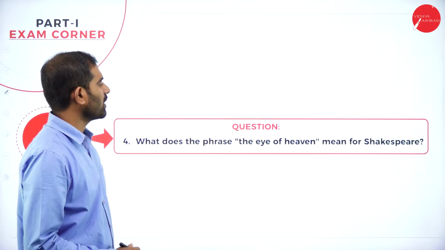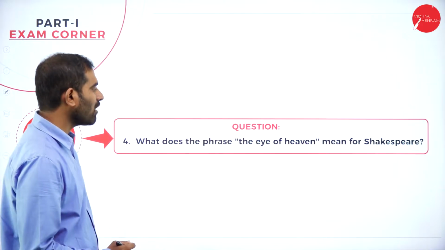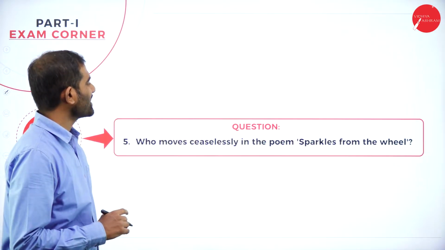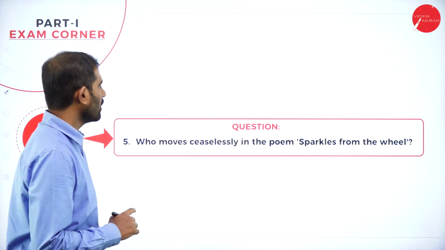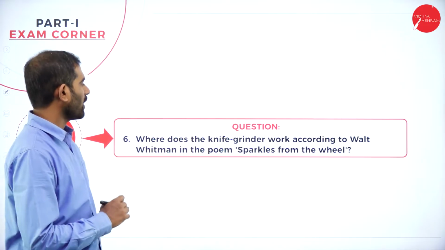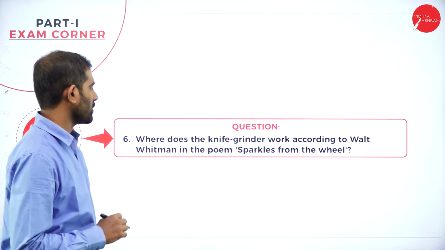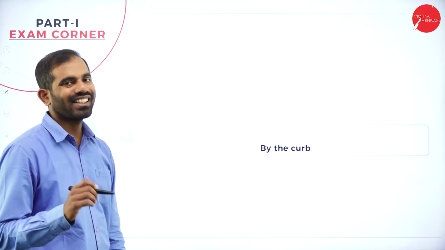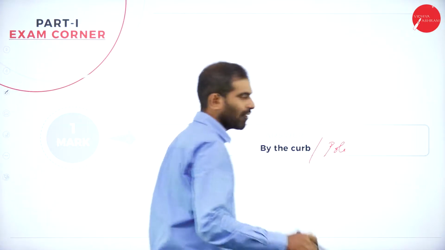What does the phrase, the eye of heaven, mean for Shakespeare? The eye of heaven means the sun. Who moves ceaselessly in the poem sparkles from the wheel? It is the crowd or people of the city. Sixth one, where does the knife grinder work according to Walt Whitman in the poem Sparkles from the Wheel? He is working by the curb or by the pole. Could be the curb or by the flagpole.